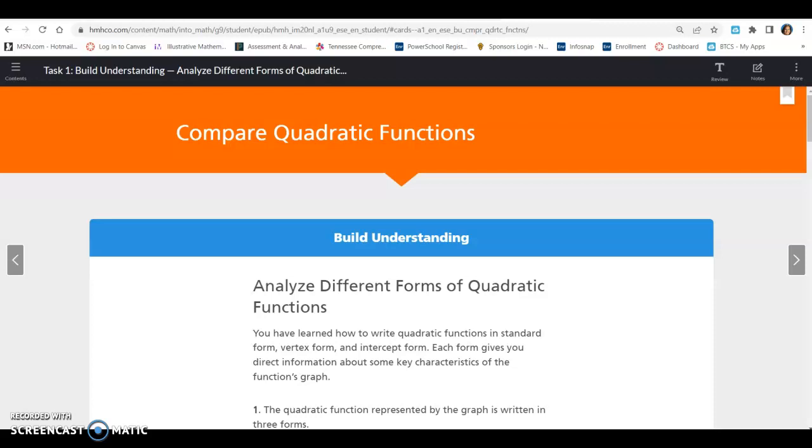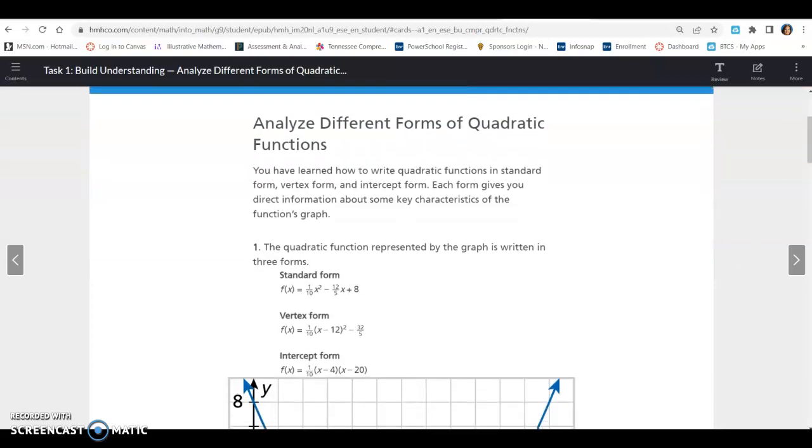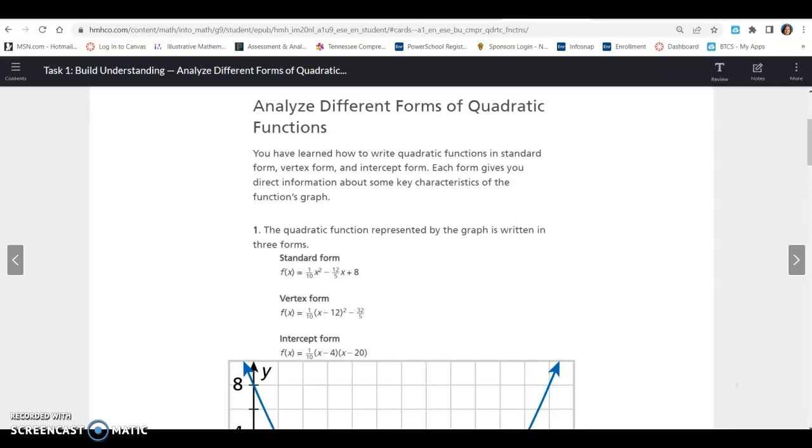Lesson 19.4, Task 1. Compare quadratic functions. Analyze different forms of quadratic functions. You have learned how to write quadratic functions in standard form, vertex form, and intercept form. Each form gives you different information about some key characteristics of the function's graph.